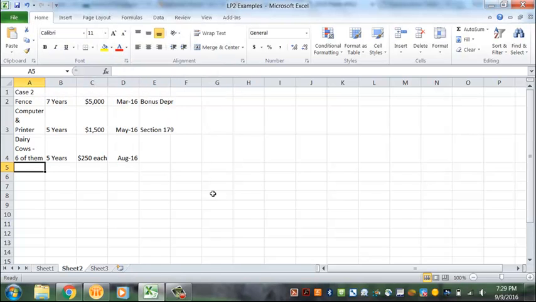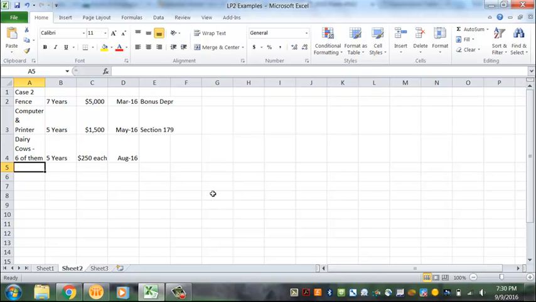Hi there. This is going to be our example 2 case study for Learning Plan 2. Same thing, same type of setup. We have all of the information in the Excel spreadsheet. We can see that there was a fence that has been put up in March of 2016 for $5,000. It's a 7-year useful life asset. We're going to take bonus depreciation on that.